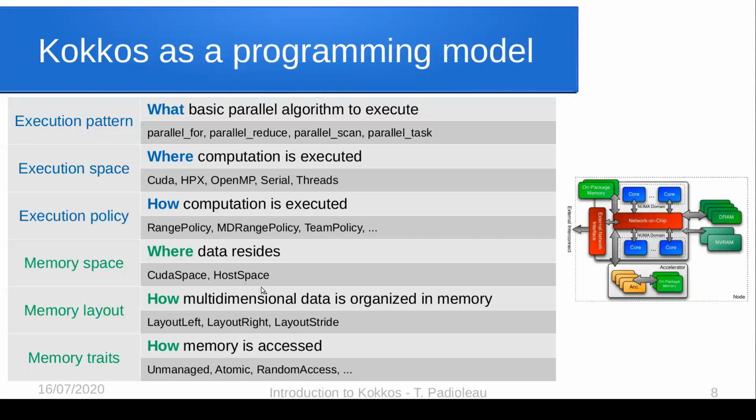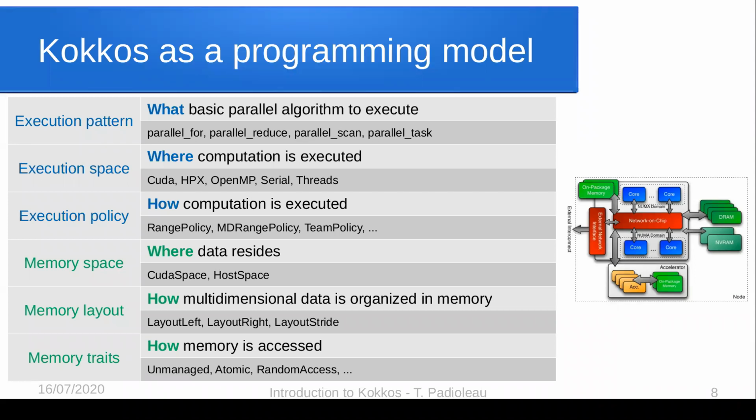Your algorithm should act on some data, and you have the possibility to specify where your data reside, if it is on the CPU, or the host, which refers to the CPU, or on the GPU. Kokkos provides, as I said, its own container. It is a multidimensional container. In C++ or even in C, there is no native multidimensional container.